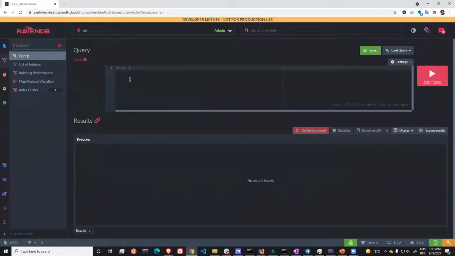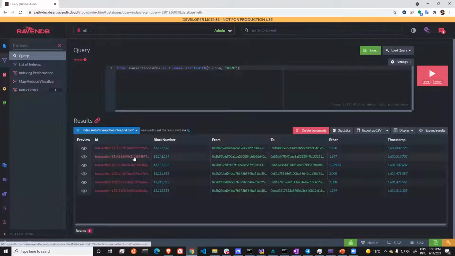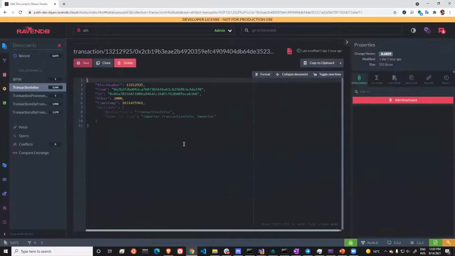So say from transaction infos as T, where the from starts with the dot from, it was something like 0x to be whatever. So we want to actually, no, I think it's this one. I think it was this.